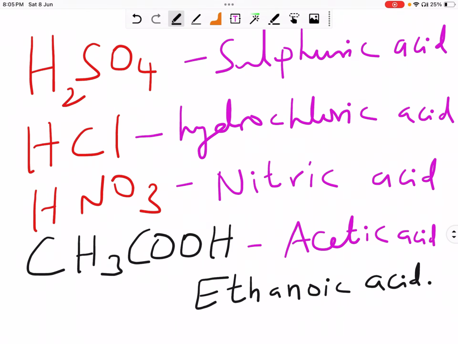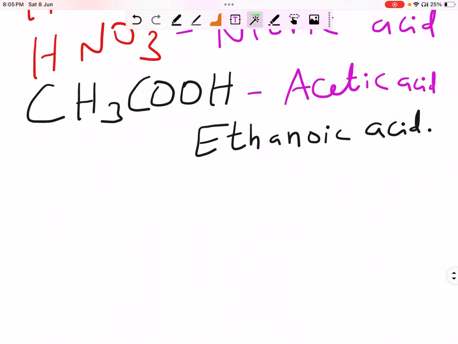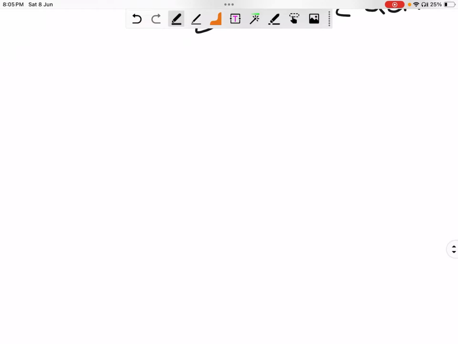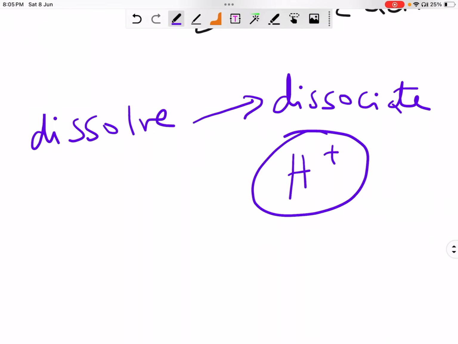As you can see, I have represented all the acids in red color. This acid I have represented in black color. Acids have a certain property that they will give H plus ion. When that happens, first of all, the given acid has to dissolve in water, then it will dissociate to give H plus ion. So this is the condition. Whether it is dissolving or not, that is the first condition.